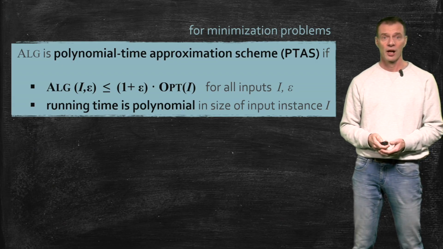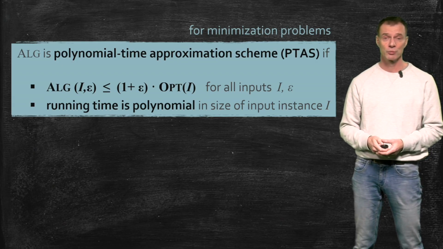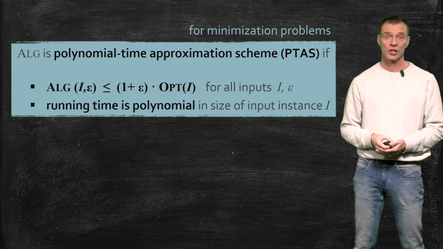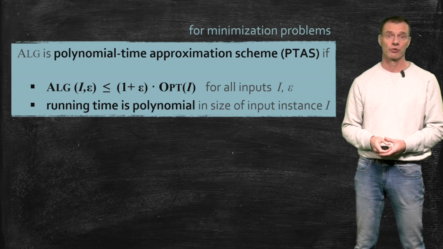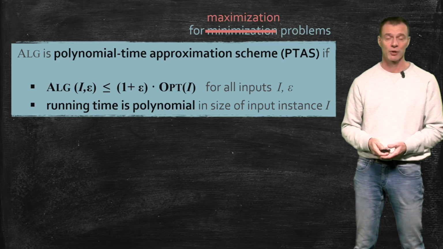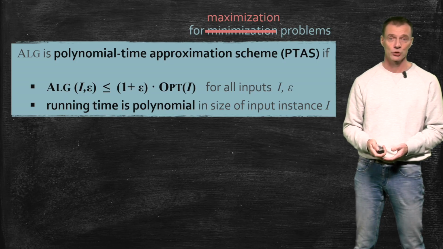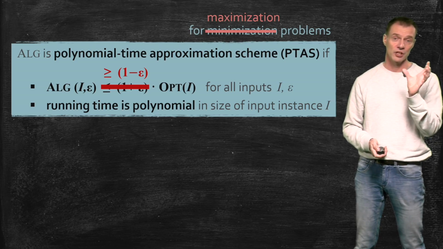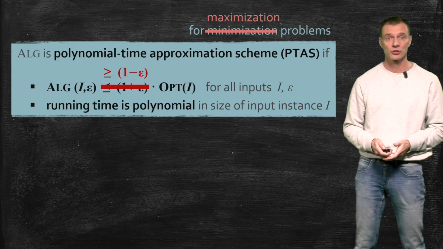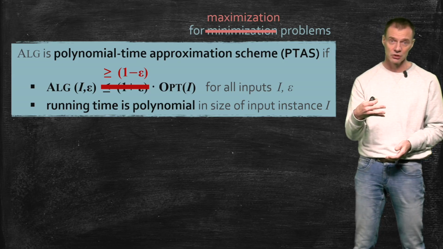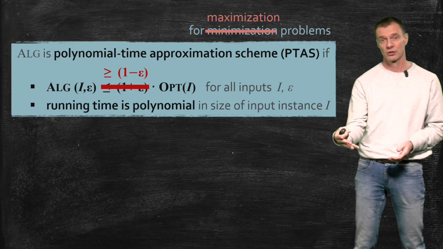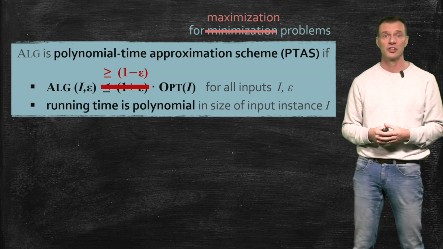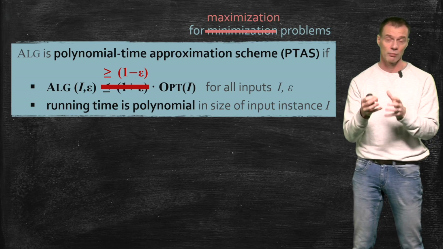Okay, so this is the basic definition for minimization problems. Well, I guess you could probably already come up yourself with how to adapt this definition for maximization problems. Okay, for maximization, it simply means that the approximation ratio is now not that we have that the solution is at most 1 plus epsilon times opt, but it should be at least 1 minus epsilon times opt. Right? Again, we want to get arbitrarily close to approximation ratio 1, and in this case, that means that you get this 1 minus epsilon.